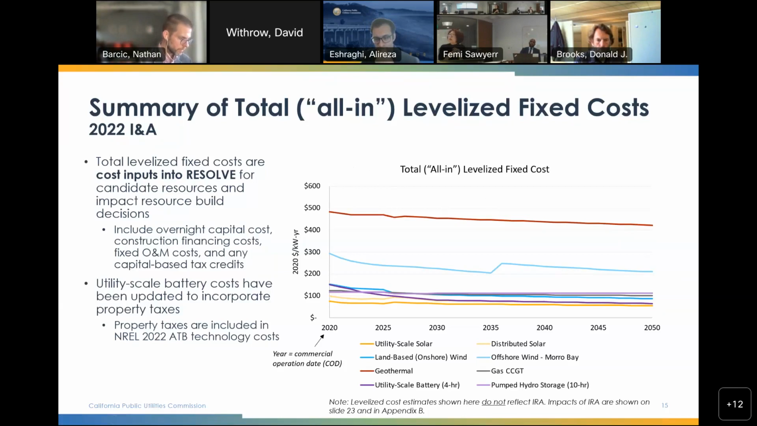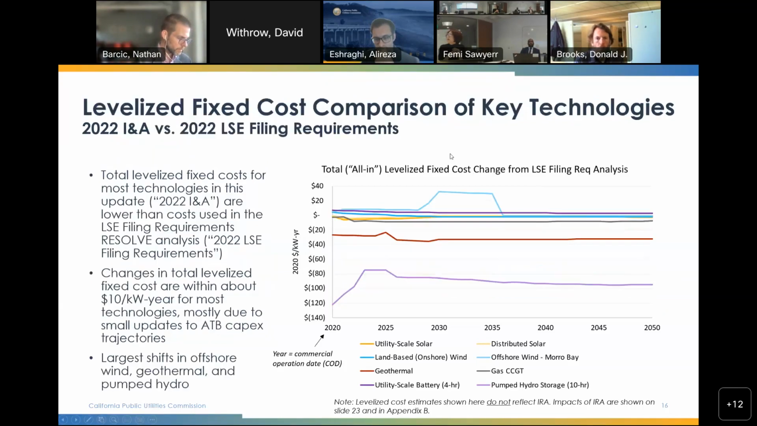So how do these most recent resource costs compare with what we currently have in RESOLVE? So if you go to the next slide, here we are showing some changes in the total levelized fixed costs from the current cost inputs into RESOLVE, which again were used for the LLC filing requirement. So on this chart, the positive values show that the most recent results have increased relative to the inputs used for LLC filing requirements. And negative values show that the most recent results have decreased from the LLC filing requirements.